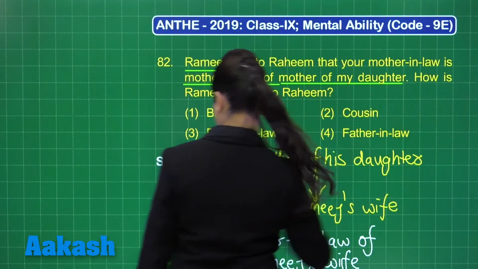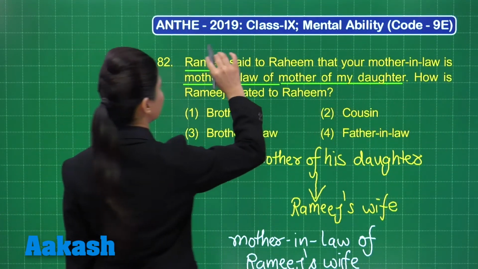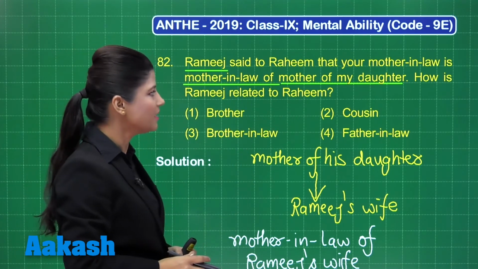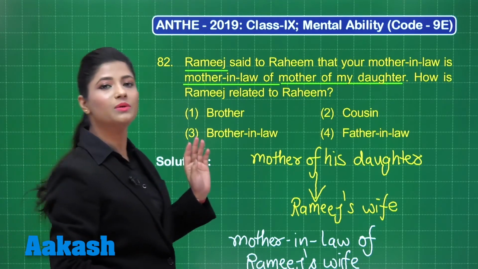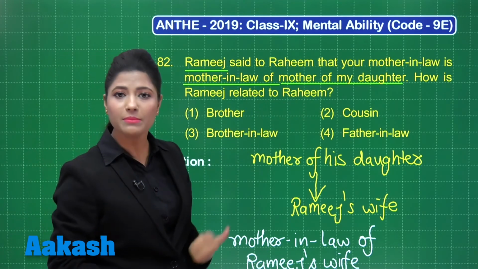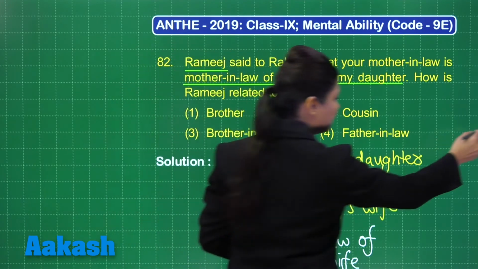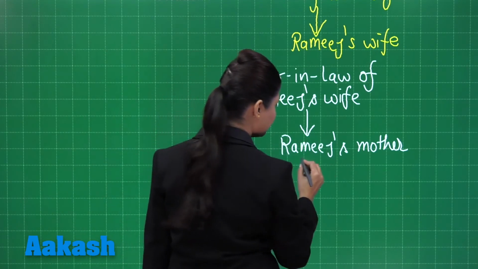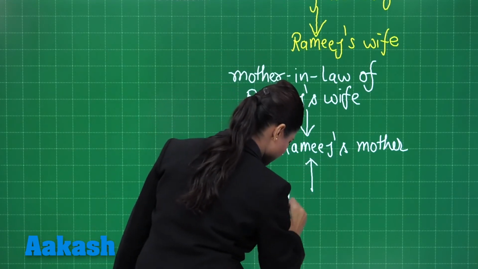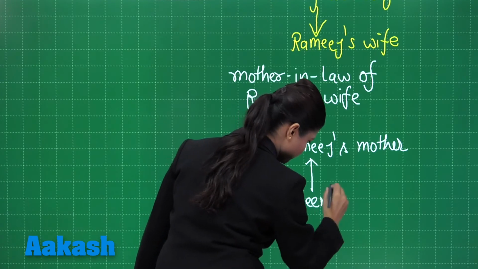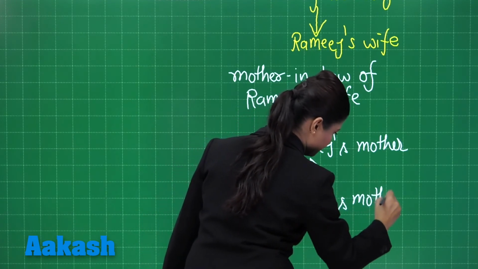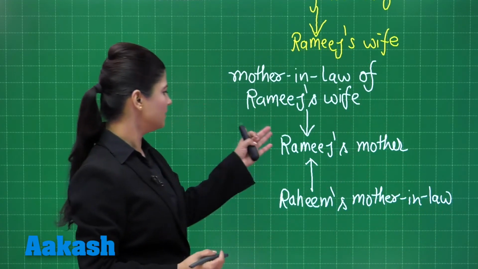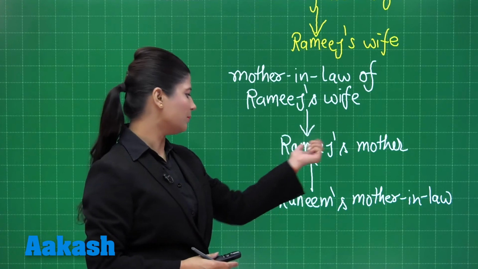Next, he said to Rahim that your mother-in-law is the mother-in-law of the mother of my daughter. So basically he was saying to Rahim that your mother-in-law is my mother. That means I could write over here that Ramesh's mother is basically Rahim's mother-in-law. So now we can identify the relationship between Ramesh and Rahim.